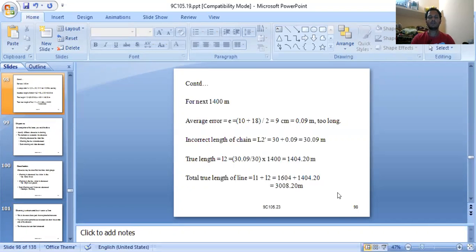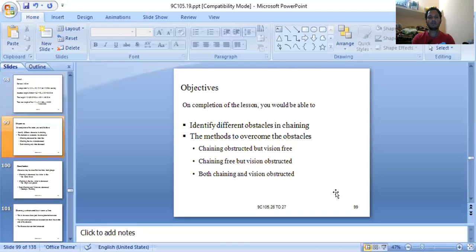So these are the different numericals which will help us to understand the calculation of true length of line or true areas of boundaries. After this, we will switch on to another topic, which is called obstacles in chain survey. We have different obstacles while doing chaining.